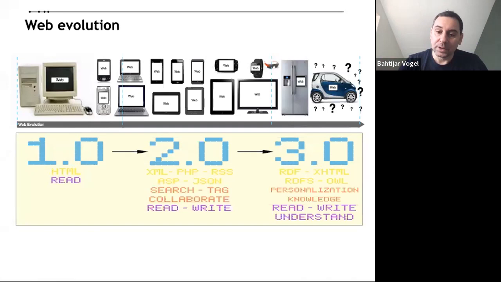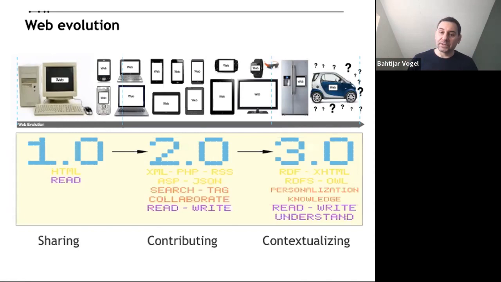So the idea of this evolution, 1, 2, and now 3, is that with 3, it's not anymore about read-write, because that is something very easy that people can do today, but it's also about creating some sort of understanding. And this is the challenge that we as researchers should try to emphasize: a better understanding of the technologies, of the data that is around us, and what we are going to do with this data, what kind of decisions we need to make with it. So we started from sharing, we went to contributing, and now we are dealing with a contextualized aspect of these technologies that are heavily connected to the internet.